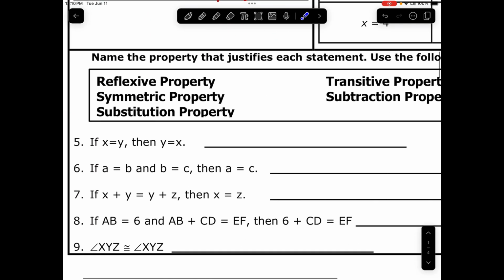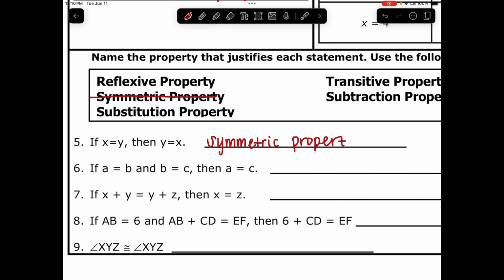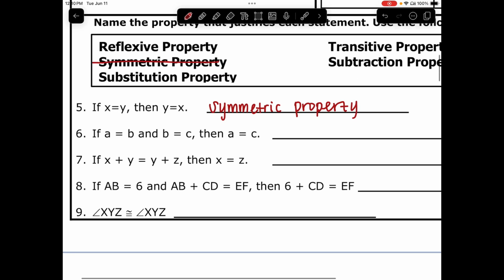All right, number 5 through 9, name the property that justifies each statement. Number 5 says if x equals y, then y equals x. That is the symmetric property of equality. If you forgot the properties, then you need to check your notes. Go ahead and do number 6.